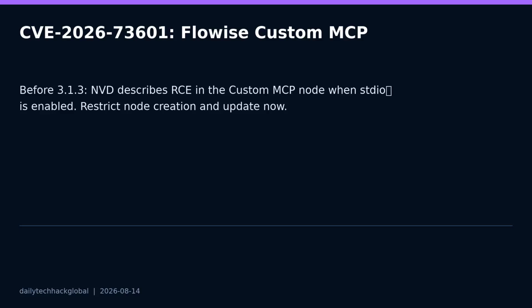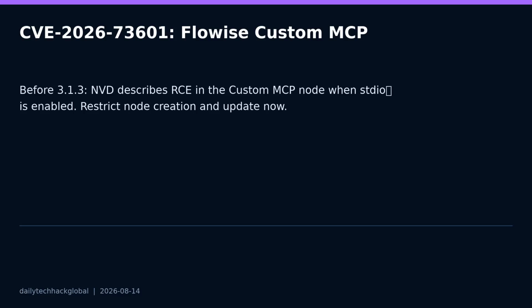Lead item, CVE-2026-73601 in Flowise before 3.1.3. NVD describes a remote code execution vulnerability in the custom MCP node when the custom MCP protocol is set to STDIO. Authenticated users may execute arbitrary commands by manipulating environment variables and command parameters. Treat this as a high-priority fix for any shared Flowise deployment.